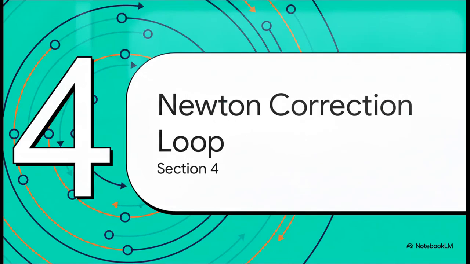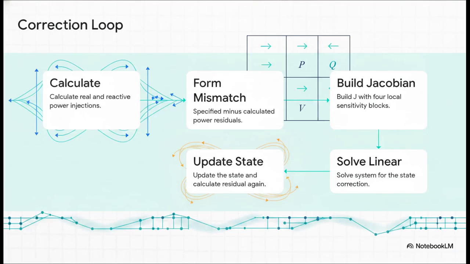Which brings us to Section 4, the Newton correction loop. Let's see how all of this builds into a really tightly controlled sequential loop. Step 1. At your current state, you calculate the power injections. Step 2. Form the mismatch. And remember, strictly specified minus calculated.